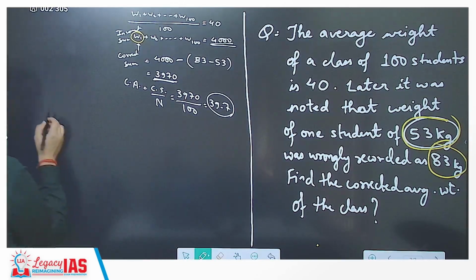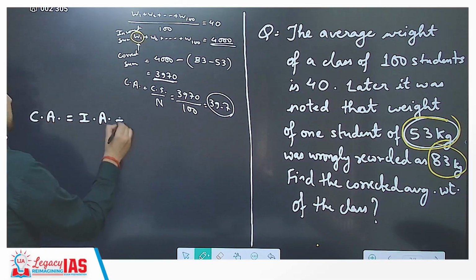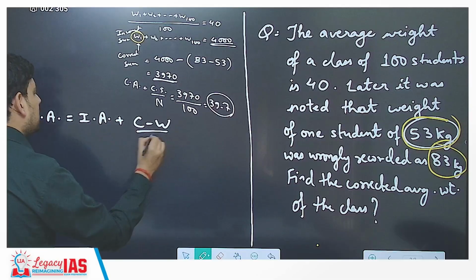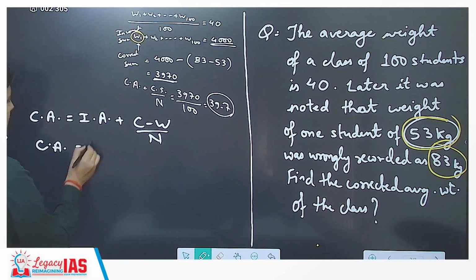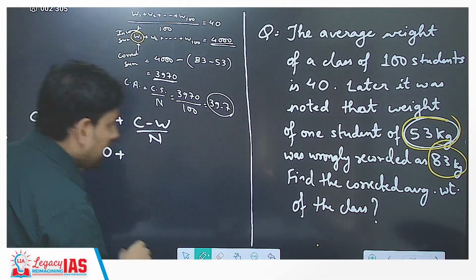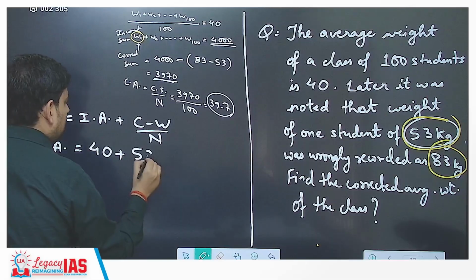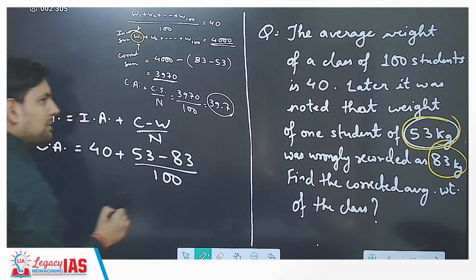Now see, corrected average is equal to incorrect average plus (C minus W) by N. Now corrected average I have to find. Incorrect average is what? Incorrect average is 40. What is the correct number? Correct should have been 53. Incorrect was 83.